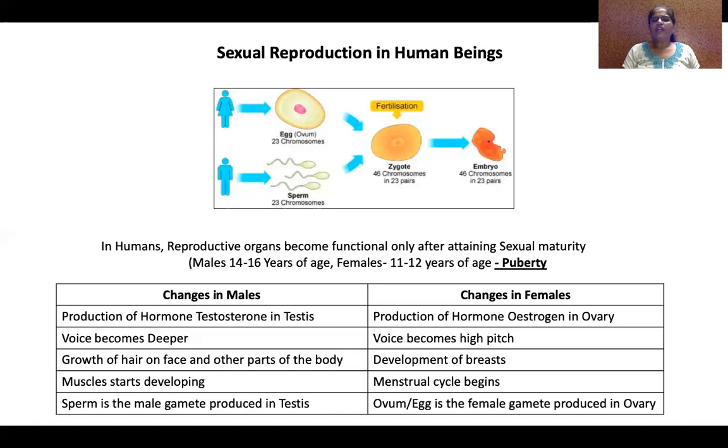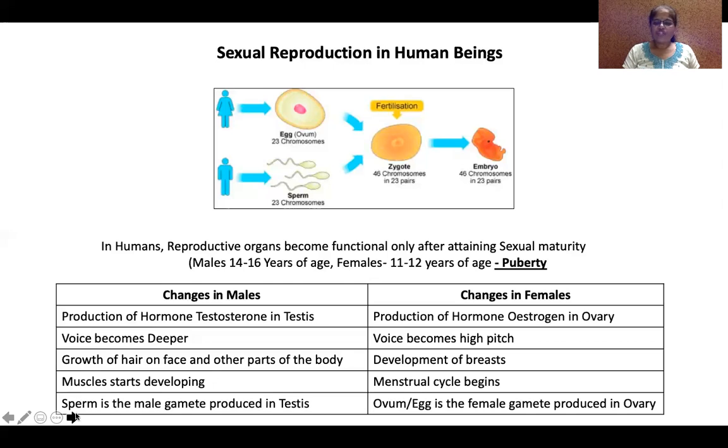Only then is it better to have sexual reproduction. So our government has made it mandatory for males to be 21 years of age and for females 18 years of age for marriage. Okay.